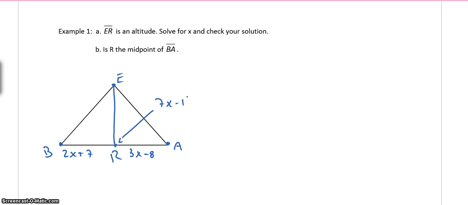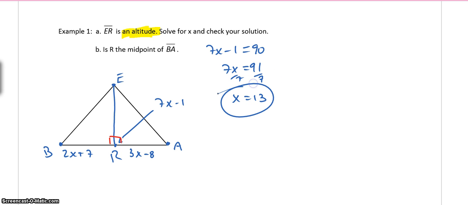Now, in these problems, I'm going to give you a bunch of information, and based on what they tell us, we have to decipher what we need to do. So, right away, we know it's an altitude. That's the key part. Once we know that, we automatically know we have 90-degree angles. So I can now solve for x. I have 7x minus 1 is equal to 90. Then we add 1, so 7x equals 91. Divide by 7, and x is 13. That's our answer to part A.